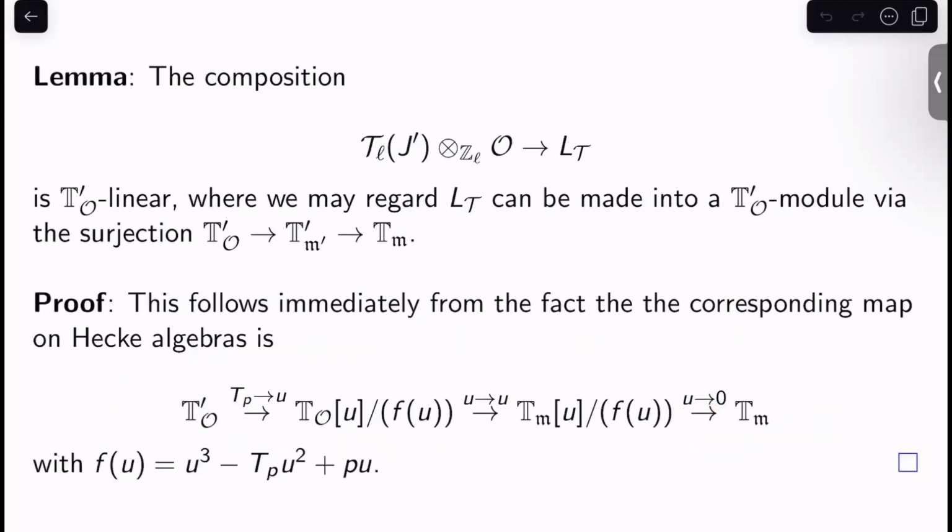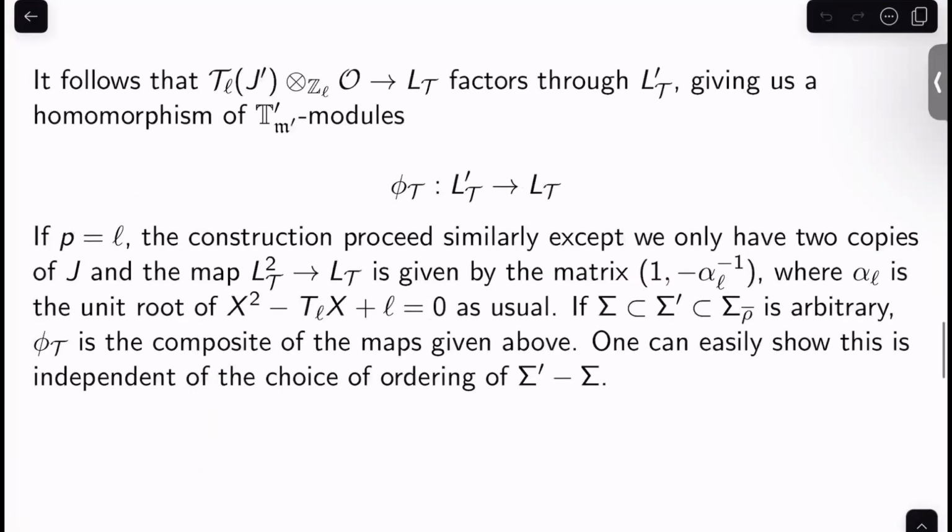Well, okay, so we have T prime O linearity then. What is F of U here? It's just U cubed minus T_P U squared plus P U. It's kind of our characteristic polynomial looking equation here. Okay, so it follows from all of this, essentially, that T_L J prime tensored up to O to L_T factors through L prime of T. Okay, and so that gives me my homomorphism that I've been after for this whole video. It's a homomorphism of T prime sub M prime modules that we'll call phi sub T, and it very simply goes from L prime sub T to L sub T.